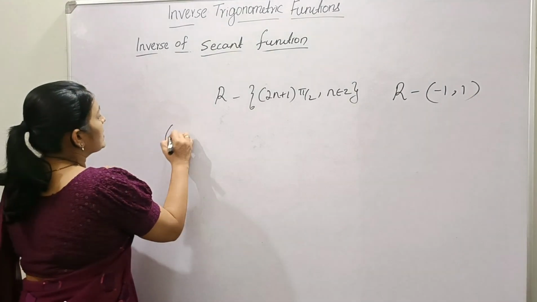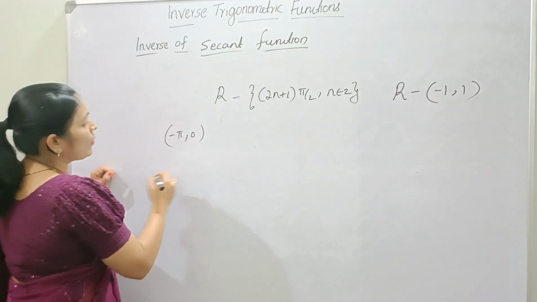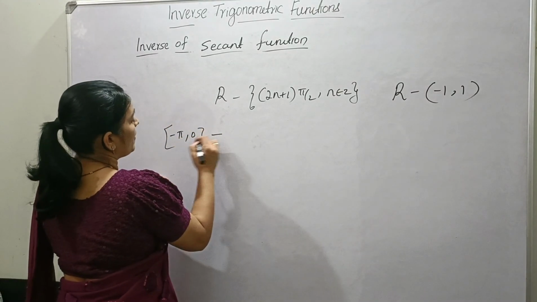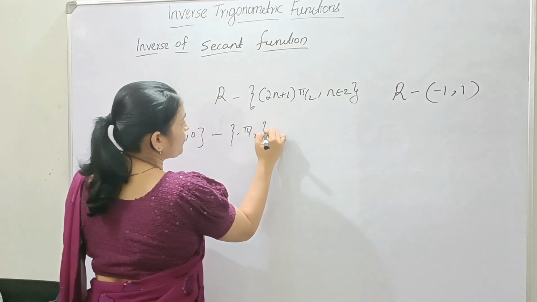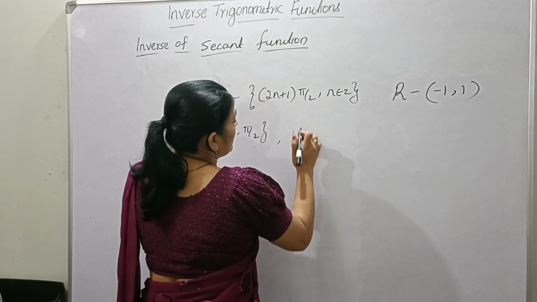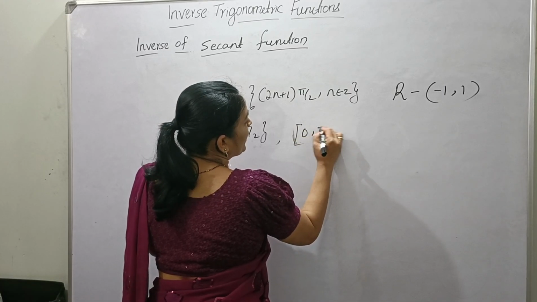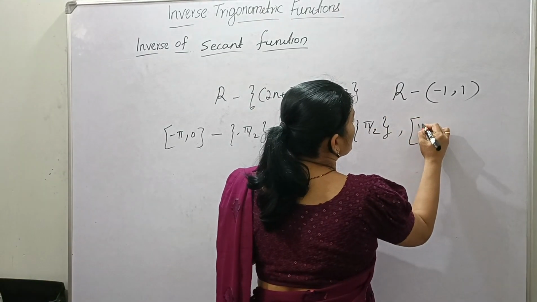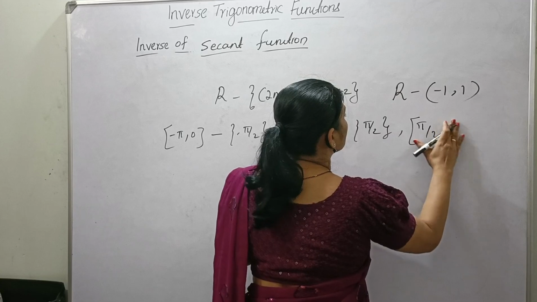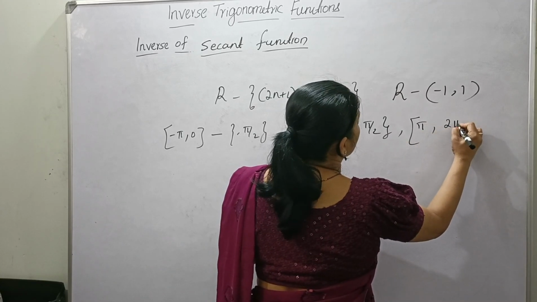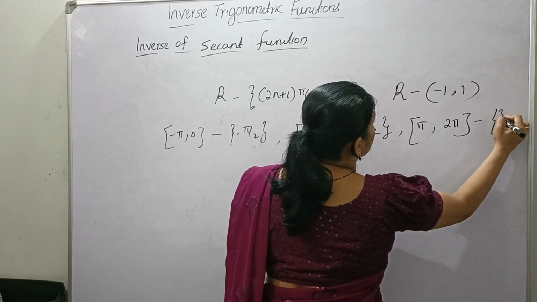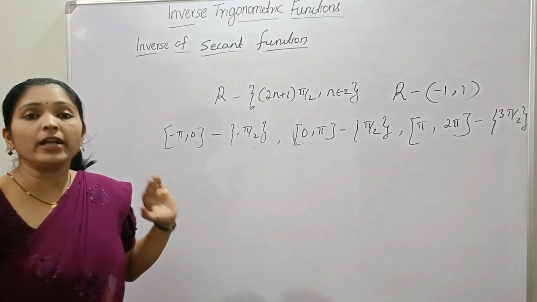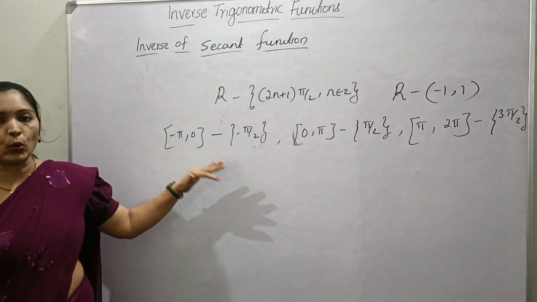The intervals minus pi to 0 minus pi by 2, and 0 to pi minus pi by 2, and pi to 2 pi minus 3 pi by 2. In these intervals, the secant function is one-one and onto.